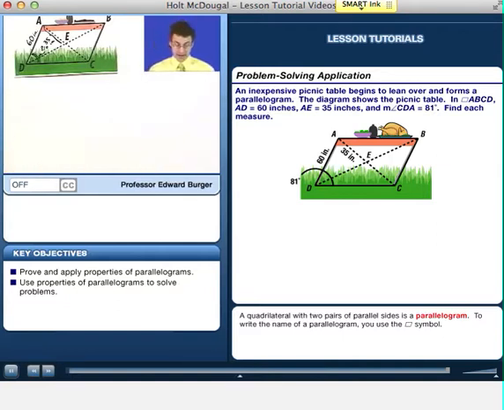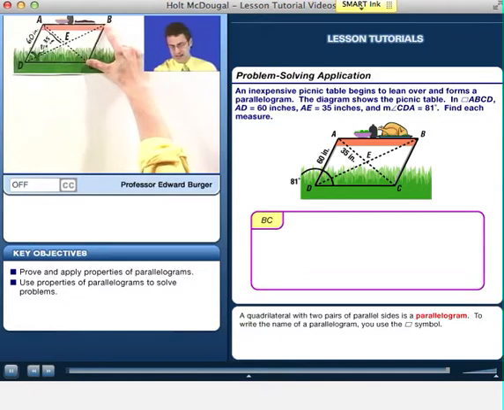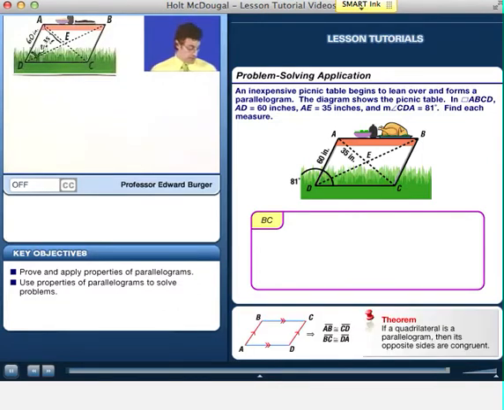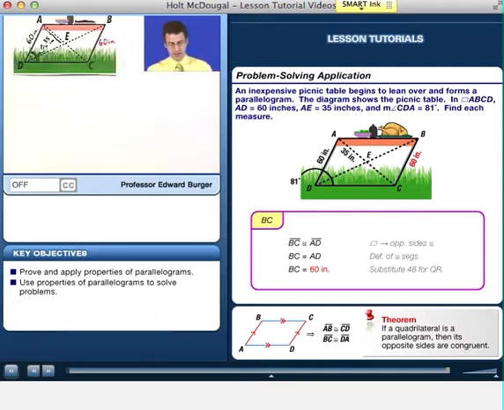First, let's start off by finding the length of BC. Where's BC? BC is right here. I notice that this is the opposite side of AD, and with parallelograms, we know that opposite sides have the exact same length. So really easily, since it's a parallelogram, this is going to be 60 inches as well. This is the great thing about parallelograms. We have so much wonderful symmetry.